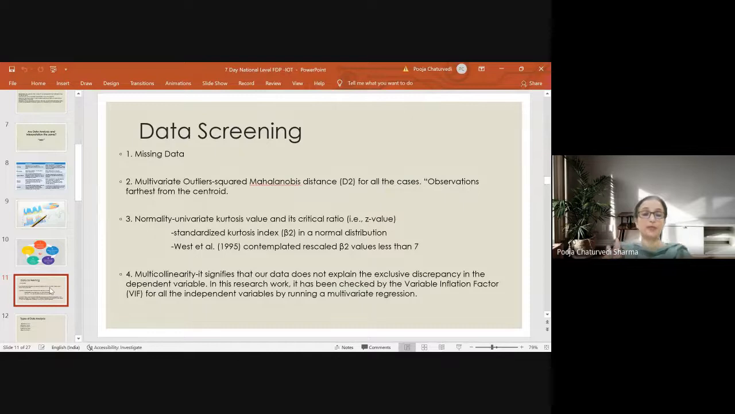So the whole point of including this here was, whenever you do data analysis, this should be the first step. First, you should do data screening, followed by these four steps, and then actually move to your data analysis.